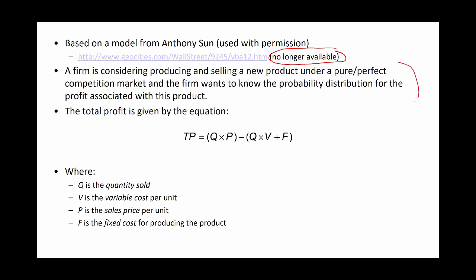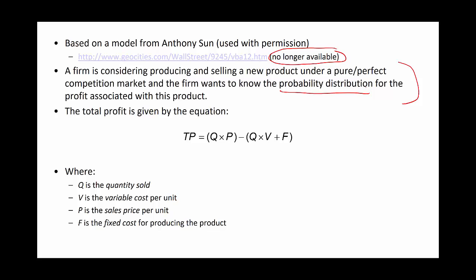So here's the basic problem. A firm is considering producing and selling a new product under a pure perfect market condition, and the firm wants to know the probability distribution for the profit associated with the product. So this notion of a pure perfect competition market basically says that the firm can't influence the price, can't influence the market in any way.